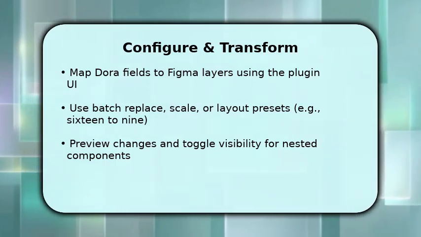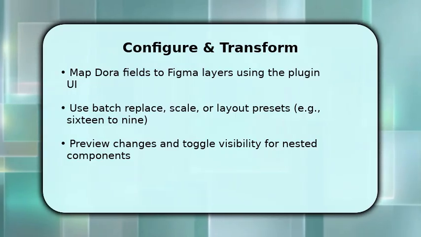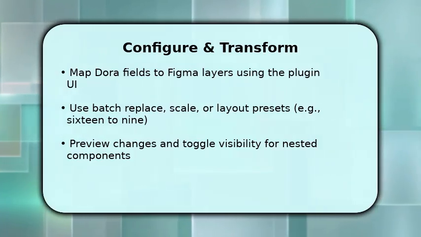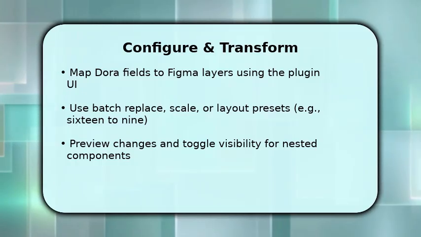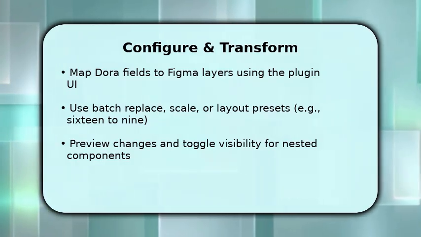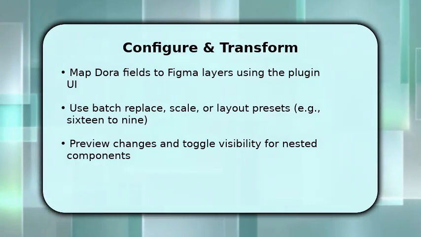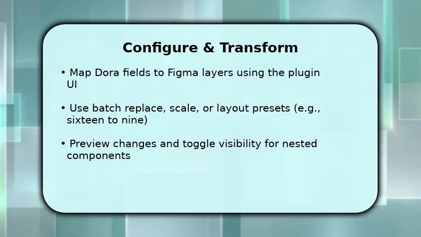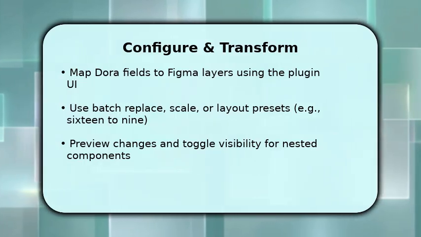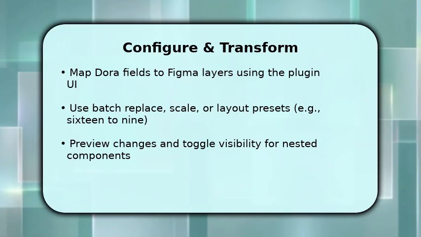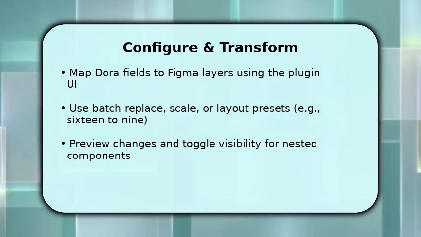Open the mapping panel and assign plugin fields to frame layers. Then choose transformations like batch replace, scaling, or layout presets to adjust multiple components at once. Once you've set rules, use the preview mode to inspect changes inline. This avoids surprises by showing exact replacements and affected nested components.